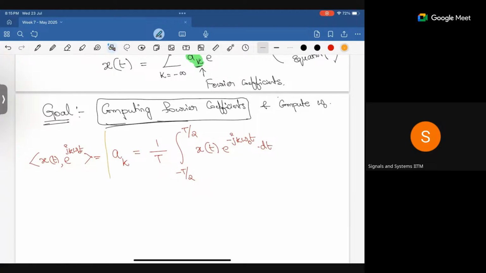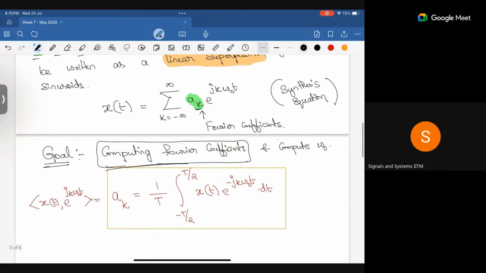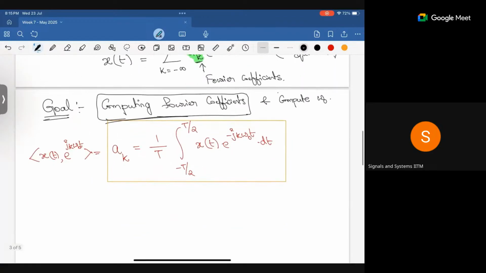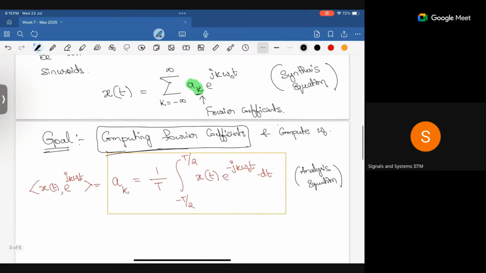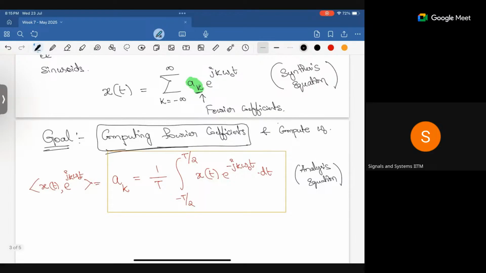Okay, so this equation is called the analysis equation. The above one is called the synthesis equation and the below one is called the analysis equation. This is just for your information. It's not that important. But if you are reading any textbooks related to signals and systems, you will often encounter these terms, synthesis equation, analysis equation. So you should know what exactly they are referring to. That is why I'm giving you this.